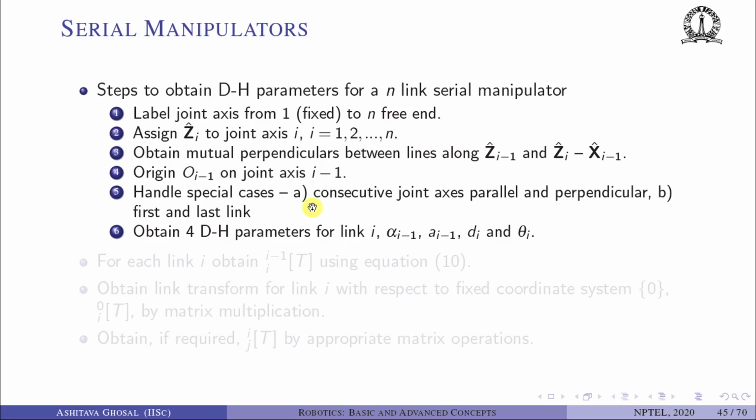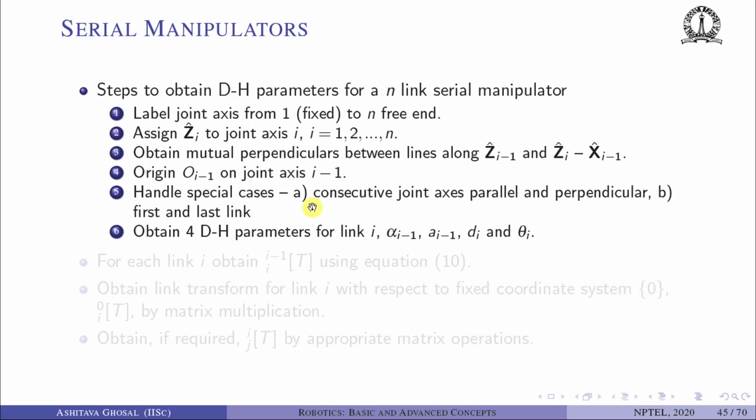It is the angle between two consecutive z-axes. a_{i-1} is the link length. It is the distance along the common perpendicular between z_{i-1} and z_i. d_i is the link offset. It is the distance along the z_i axis from x_{i-1} to x_i. And theta_i is called the link rotation. It is the angle between x_{i-1} and x_i about z_i.